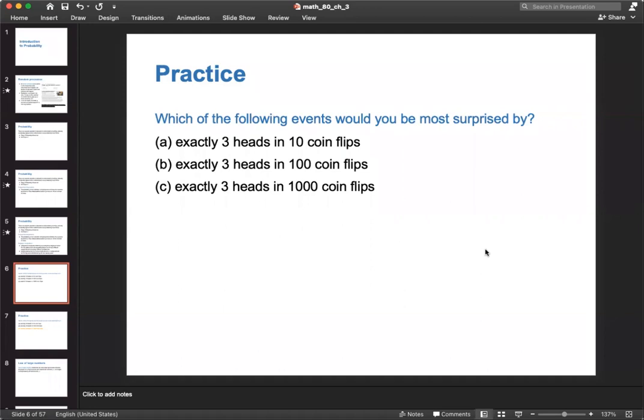So getting exactly 3 heads in 10 coin flips, exactly 3 heads in 100 coin flips, or exactly 3 heads in 1,000 coin flips. And it turns out getting exactly 3 heads in 1,000 coin flips is actually the one that you'd be the most surprised by, right?